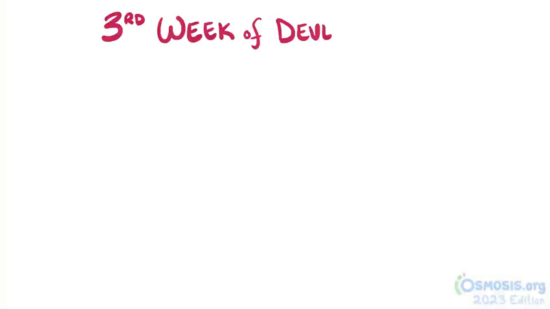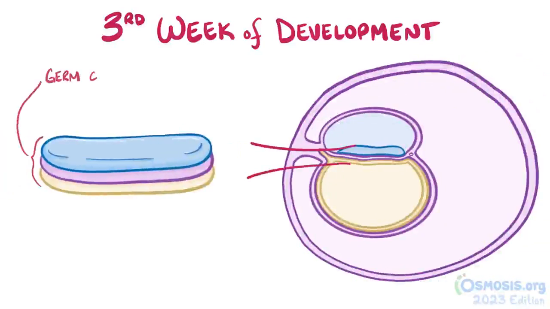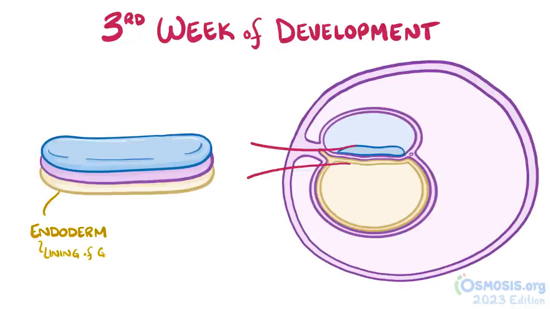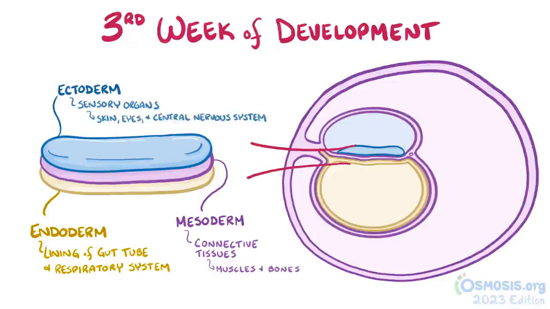During the third week of development, the embryo is a flat, three-layer disc with each layer containing germ cells that give rise to the organs and tissues of the body. The ventral or bottom germ layer is called the endoderm, and it forms the lining of the gut tube and the respiratory system. The middle germ layer is called the mesoderm, and it forms connective tissues like muscles and bones. And the dorsal or top germ layer is called the ectoderm, and it gives rise to the sensory organs like the skin, the eyes, and the central nervous system.